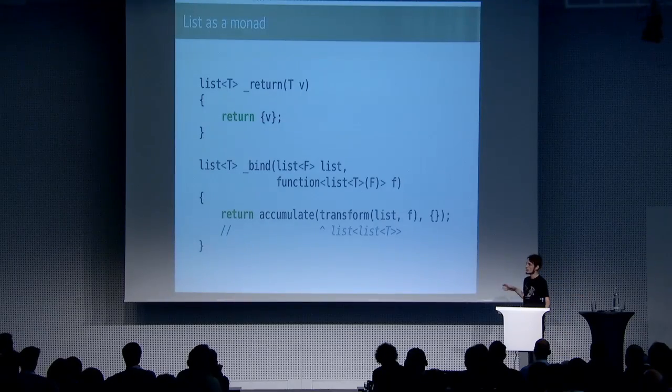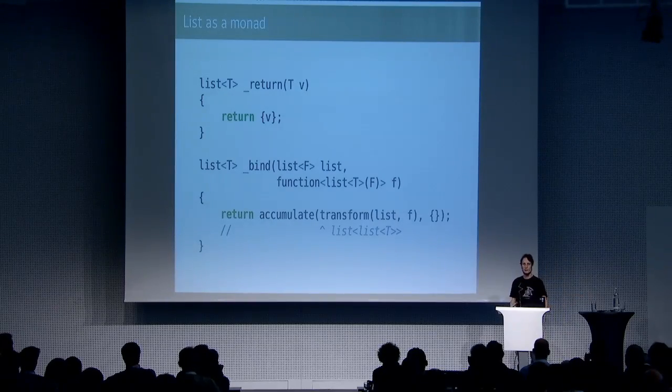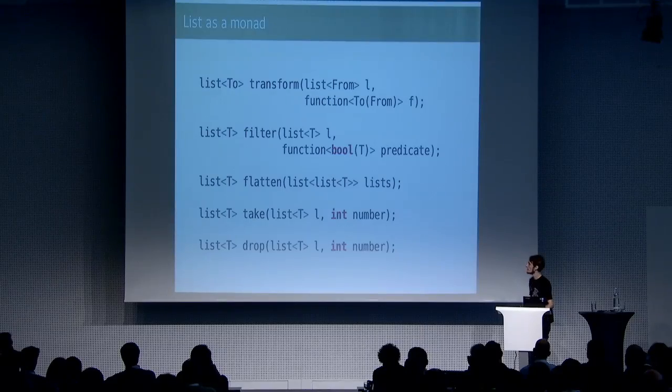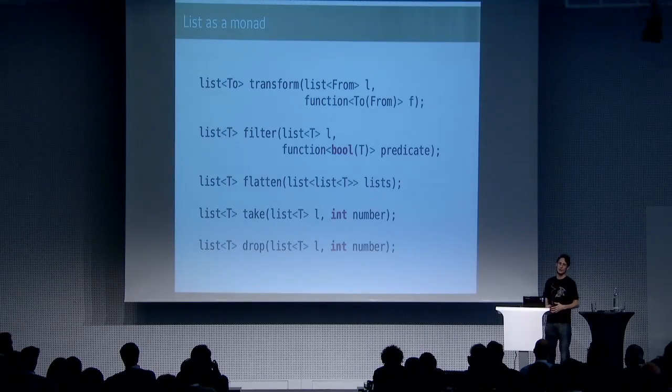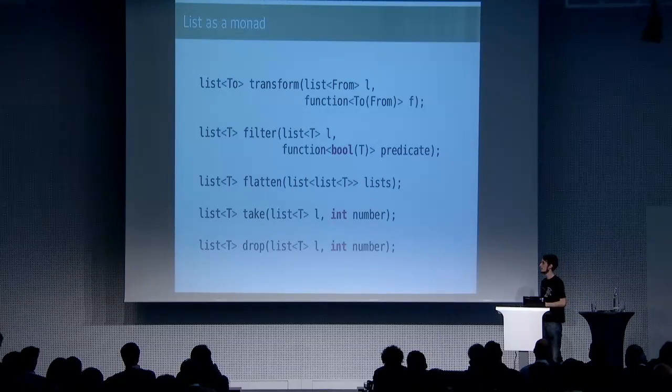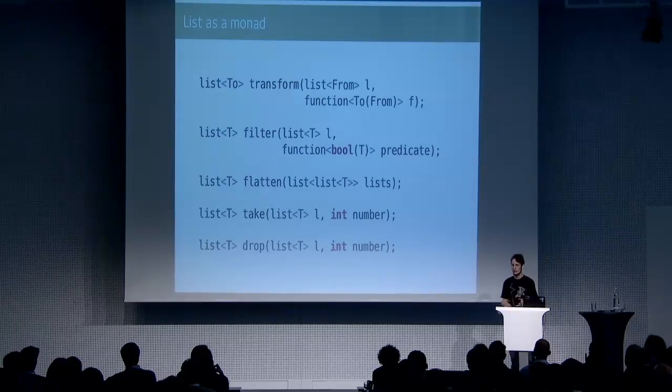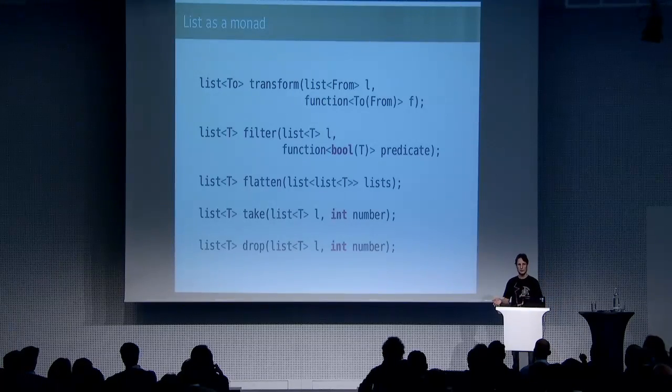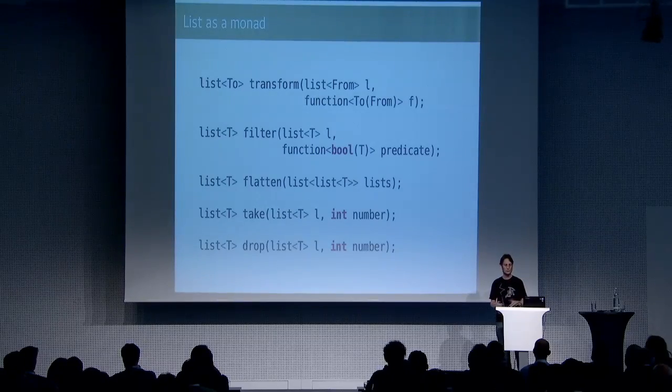And these are the two basic methods that every monad has. A list can have, obviously, additional ones, but some of the additional ones which are really useful can be defined in terms of return and in terms of bind. So you can have the normal transform, as we have it in C++ and STL and Boost.